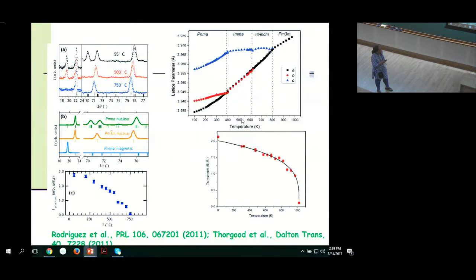And then they examined the intensity of that particular peak as a function of temperature. And what they found was that they associated a Néel temperature with this material, this is the strontium compound, which had a Néel temperature of 1000 plus Kelvin.